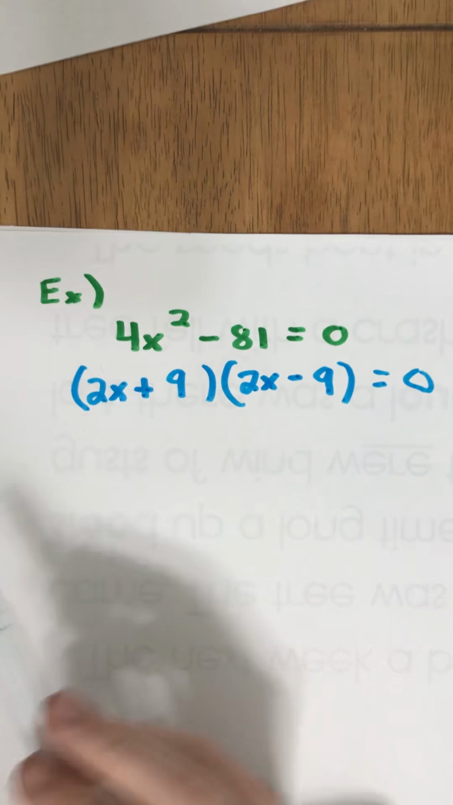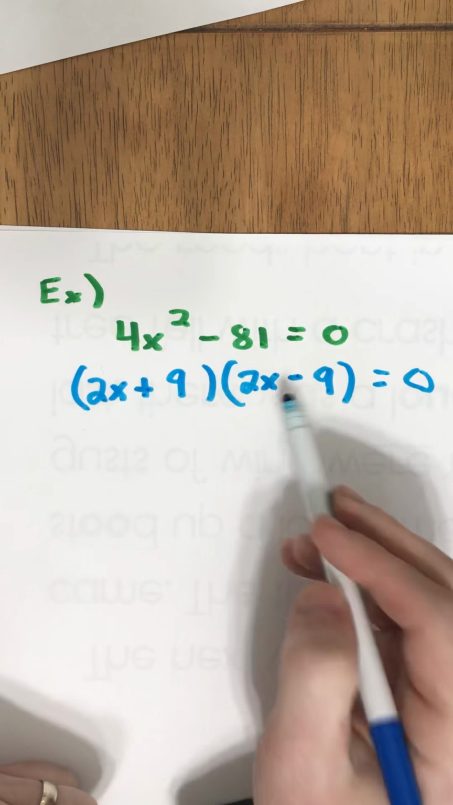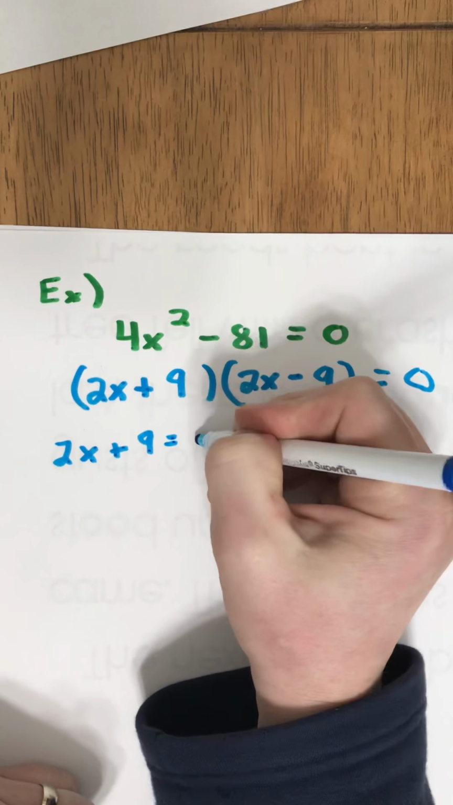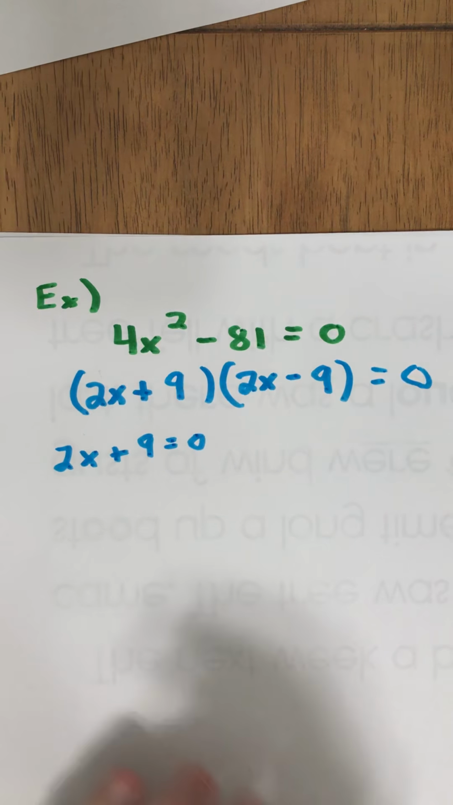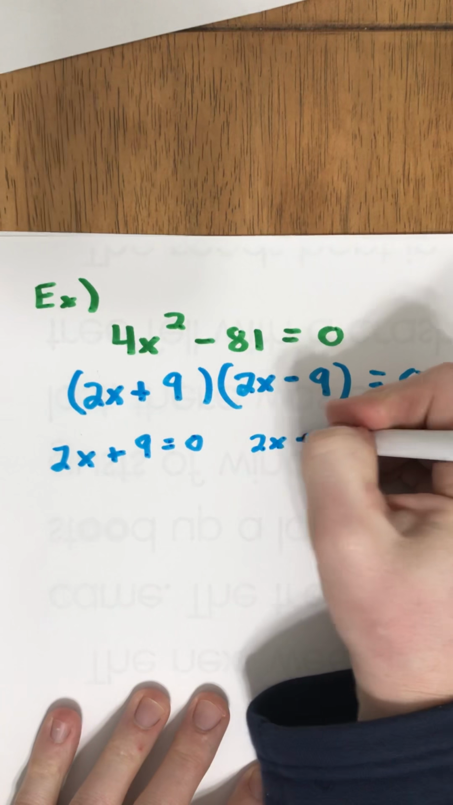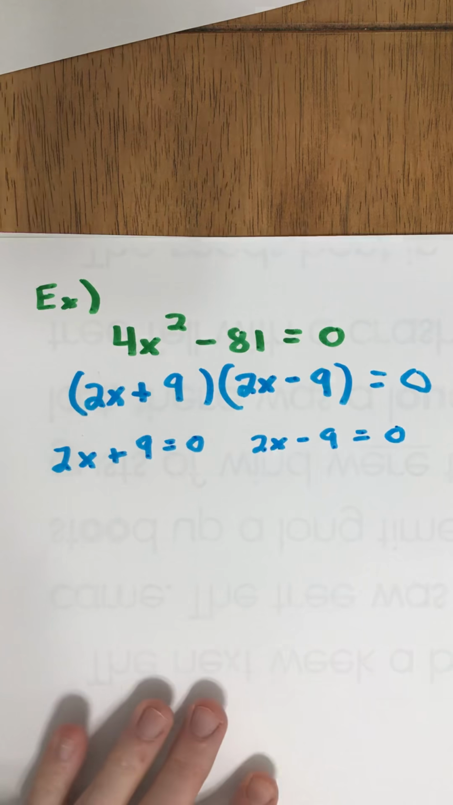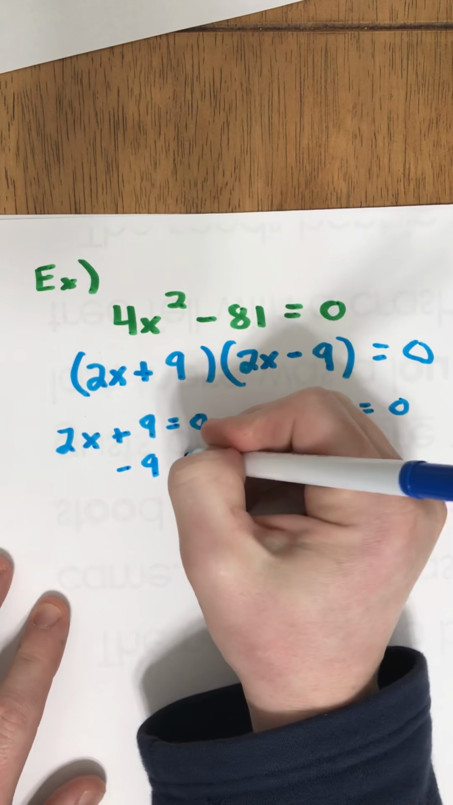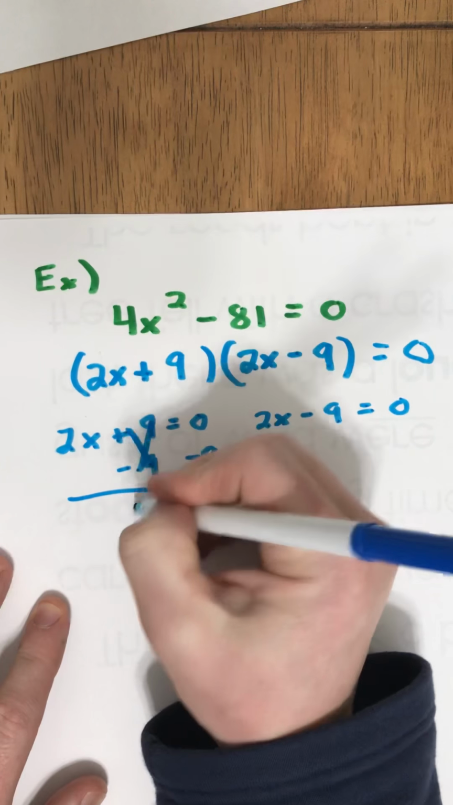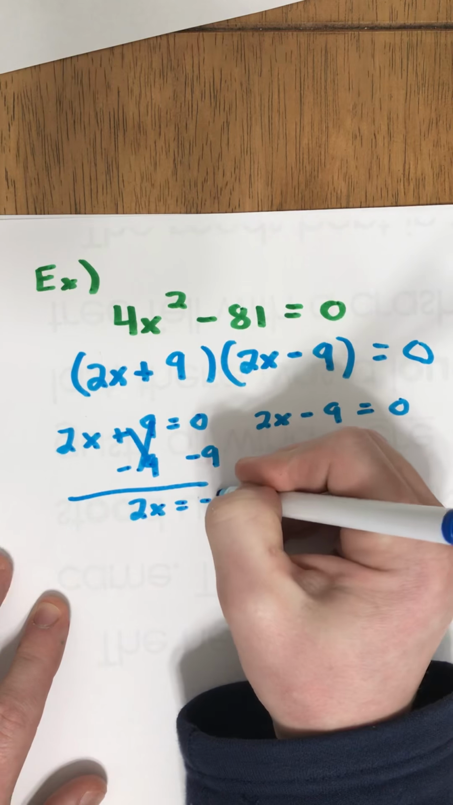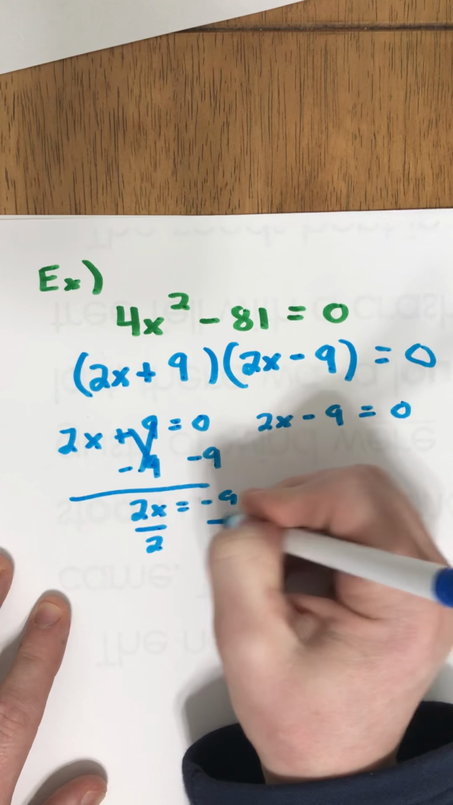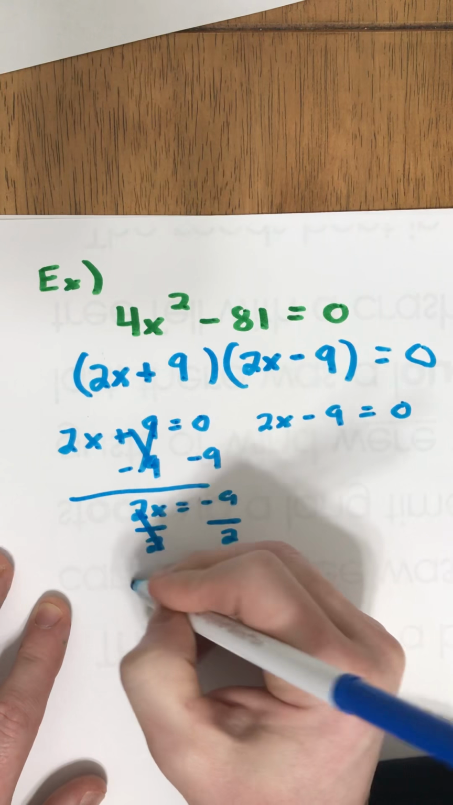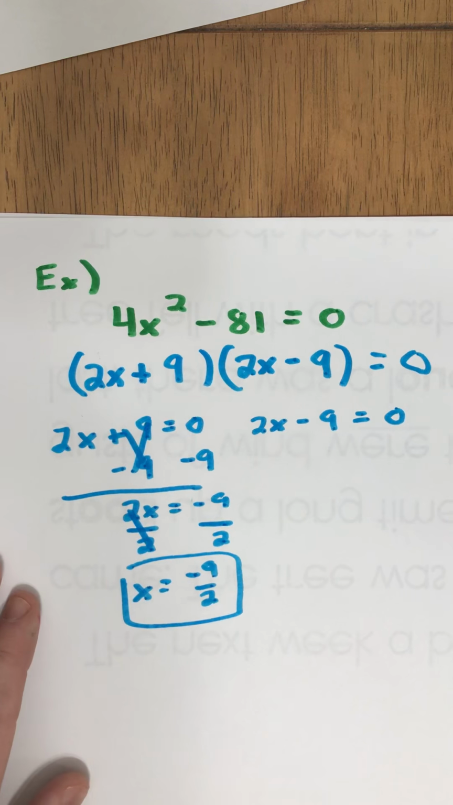So now to finish solving this, which we didn't have to do the last time, I'm going to set each of these equal to 0. It's a little bit of a tougher equation, but definitely one that we can handle. 2x plus 9 equals 0, and 2x minus 9 is equal to 0. So to solve, this is a two-step equation. I'm going to subtract 9 on both sides. I'm going to get 2x is equal to negative 9. I'm going to divide by 2. And I'm going to get x equals a negative 9 halves. That's going to be one of my roots.